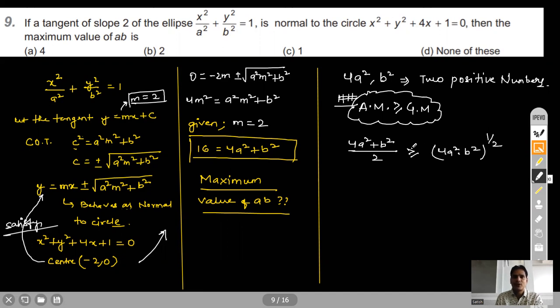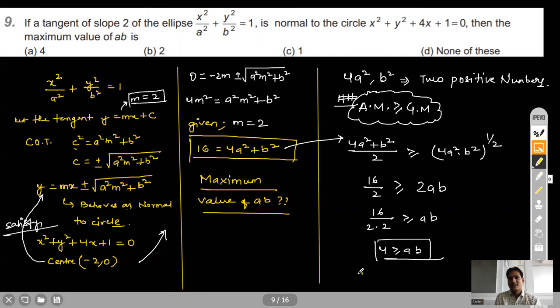I hope it is clear to all. So now we can put the value of this 4a square plus b square here. So it will be basically 16 upon 2 should be greater than or equal to the root of 4a square b square, that is 2ab. Is it okay? This thing will become 2ab. Now 16 upon 2 into 2 is greater than or equal to ab, that is 4, right? This will be 4 is greater than or equal to ab. So we can say the maximum value of ab can be equal to 4.